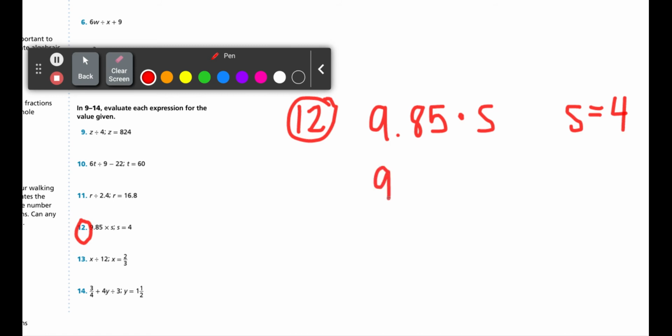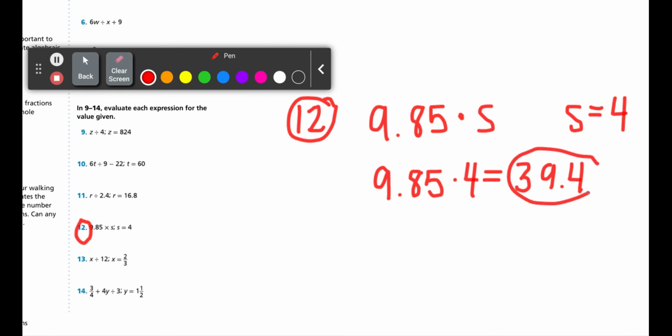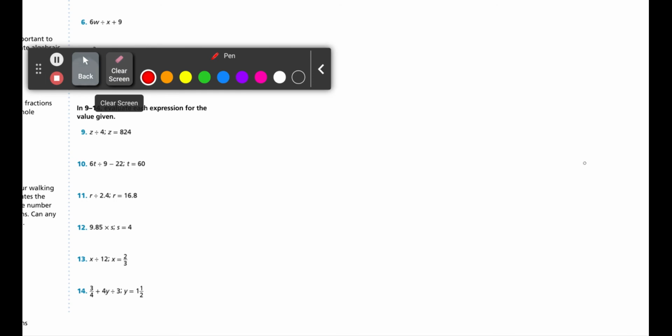So we should rewrite 9.85 times 4. Plug it into your calculator. 39 and 4 tenths. So right there, we only have one step again. Most important part to remember is to plug it in. Sometimes you might also hear us say substitute, right? You know that word from school. If there's a substitute teacher, there's a different teacher than normal, but they're still a teacher. Right now, we're substituting in a value for that letter.